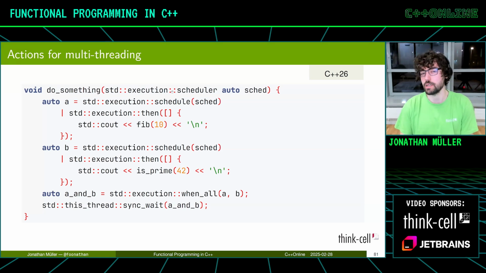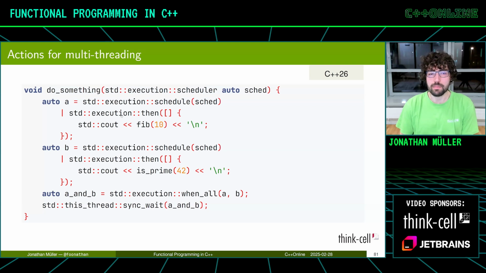This code takes a scheduler. And a scheduler is simply like some handle to a thread pool. So we can schedule work on a scheduler. So when we call execution schedule, this returns something that will then resume on the given scheduler.